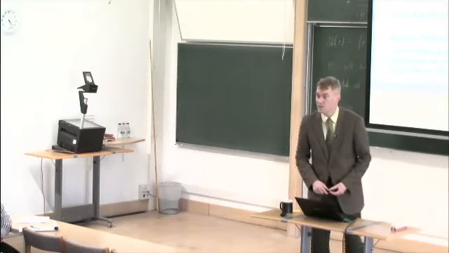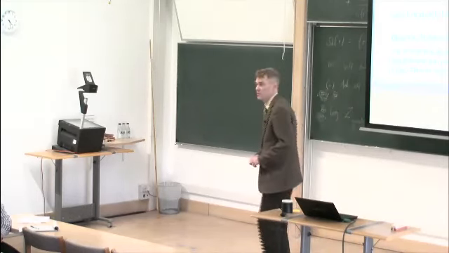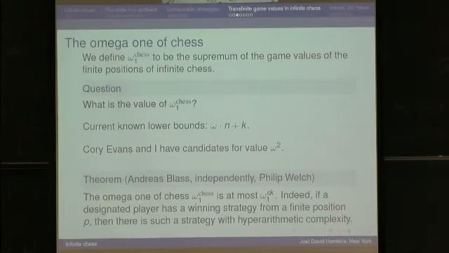The omega 1 of chess is the supremum of the ordinal values of the finite positions, and we don't know the value of this ordinal. It's some countable ordinal. The best lower bounds that we have at the moment are omega times n plus k. Corey Evans and I have some candidate positions that we think have value omega squared, but nothing is definite yet. Andreas Blass and independently Philip Welch observed that the omega 1 of chess is at most the supremum of the computable ordinals.